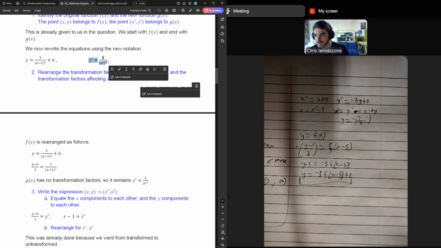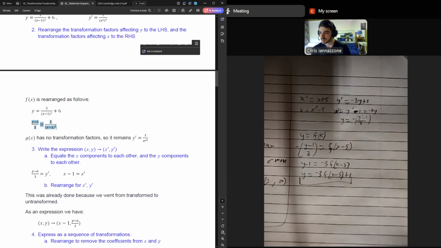G of x, or the y dash, has no transformation factors. It is just a generic truncus. And so there's nothing else to be done there. So we're going to be left with this equation, which is our y and x, and this equation, which is our y dash and x dash.